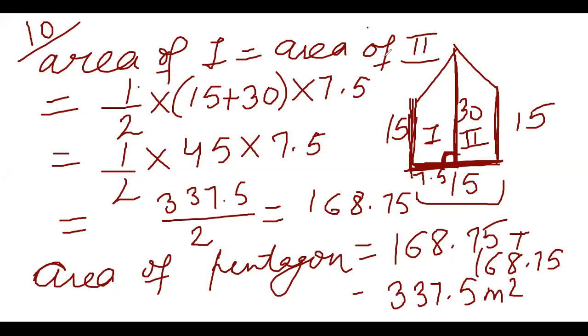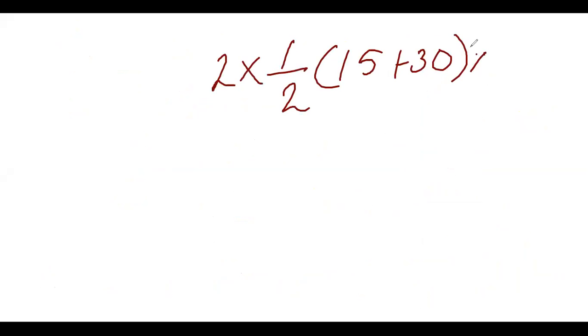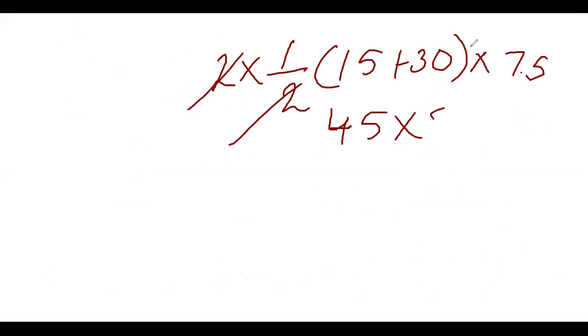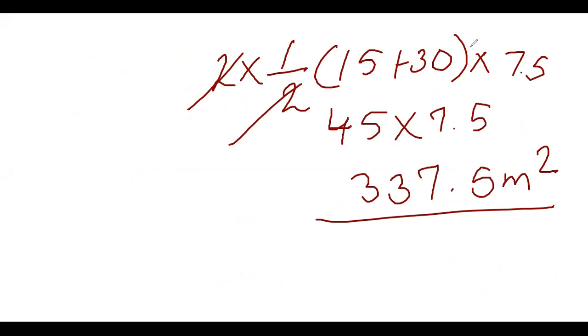You can do it like this also. Area of pentagon is 2 into area of trapezium, 2 into half of sum of parallel sides into height. Then you can directly cancel 2 and 2. Then it will be 45 into 7.5. Then directly you will get 337.5 meters square. This will be the area of the pentagon, because here we have divided the pentagon in two equal parts, which are trapezia, right?